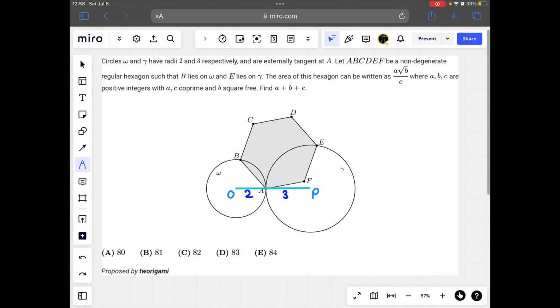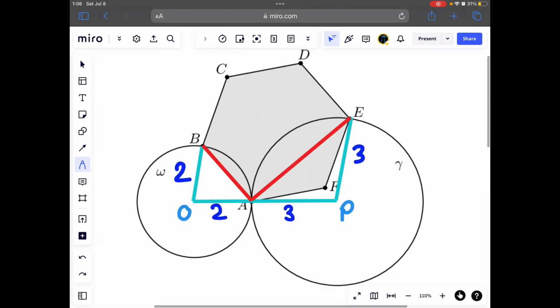We can learn more about hexagon ABCDEF if we connect OB and PE, forming two new radii, which have length 2 and 3, respectively. Then we can work with triangles OBA and EPA after we do some angle chasing. We start by letting this angle BAO equal x. Then angle OBA is also equal to x, because triangle BOA is isosceles, with OA equals OB equals 2. It follows that angle BOA is equal to 180 minus the sum of x and x, which is 180 minus 2x.